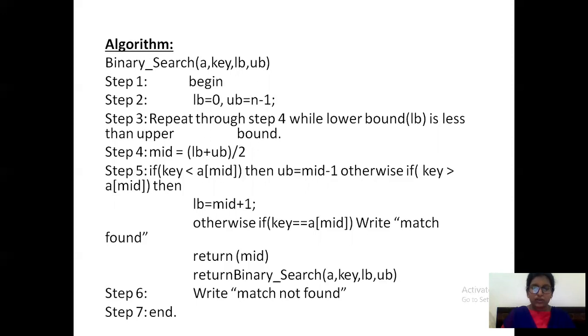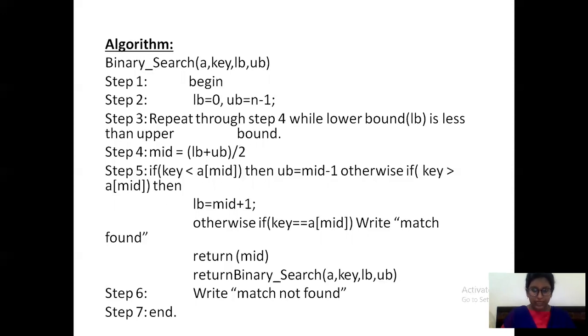And then you need to find out the middle element, that is nothing but (lower boundary plus upper boundary) by 2. If key is less than A of mid, then upper boundary is equal to mid minus 1. Otherwise, if key is greater than A of mid, then lower boundary is equal to mid plus 1. Otherwise, if key is equal to A of mid, then write match found, and then return mid. Then return binary search (A, key, lower bound, upper bound). Then write match found and then end.